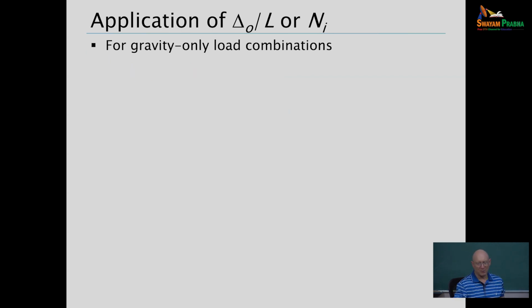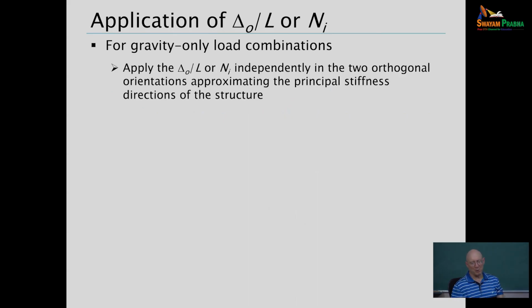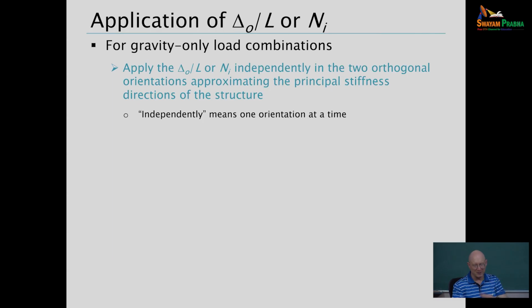Okay. All right, so how do we apply it? If it's a gravity-only load combination, we're basically told we need to apply either the imperfection or the notional load independently in the two orthogonal orientations that approximate the principal stiffness directions of the structure. So independently means one at a time.